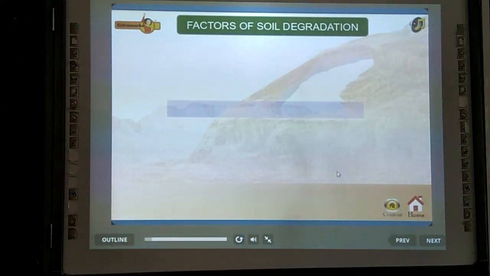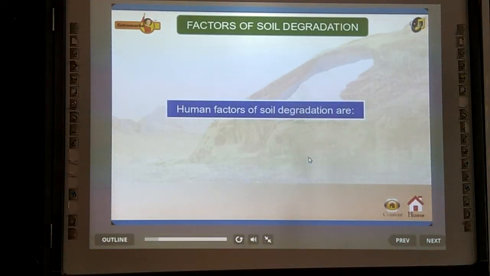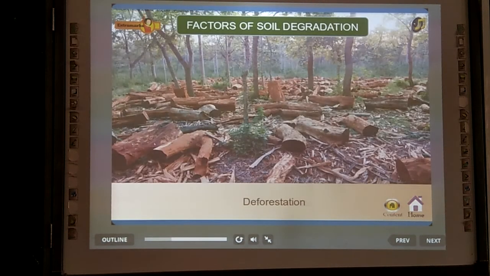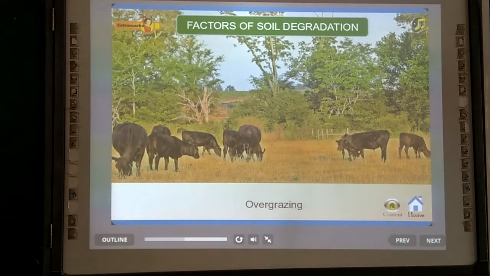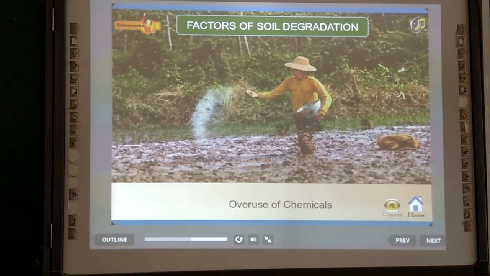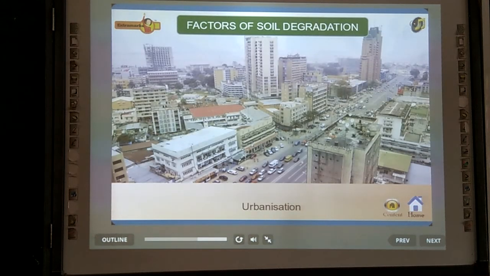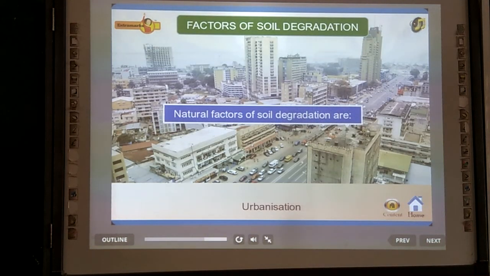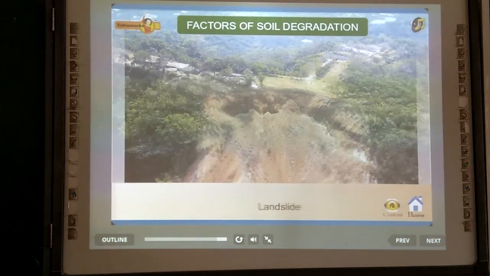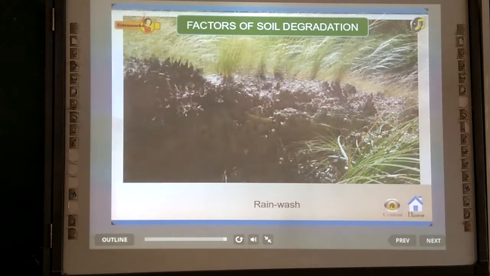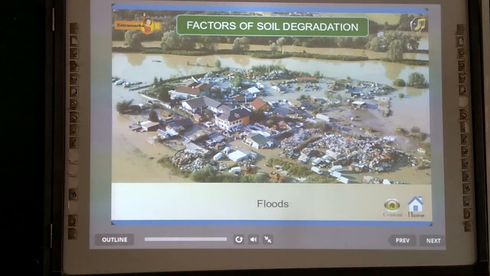Let us learn about the factors of soil degradation. Human factors of soil degradation are deforestation, overgrazing, overuse of chemicals, urbanization. Natural factors of soil degradation are landslide, rainwash, floods.